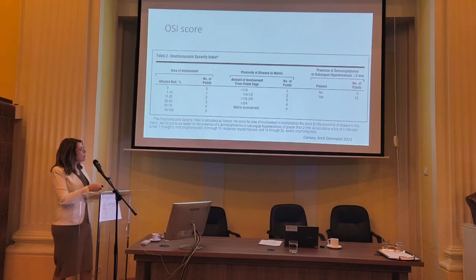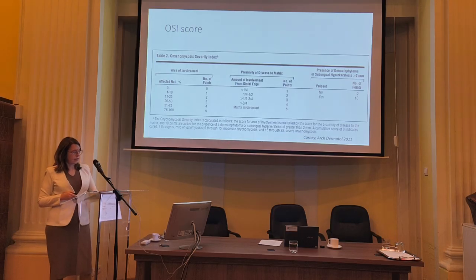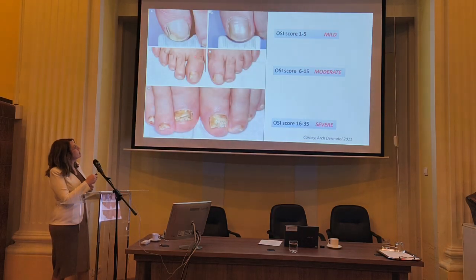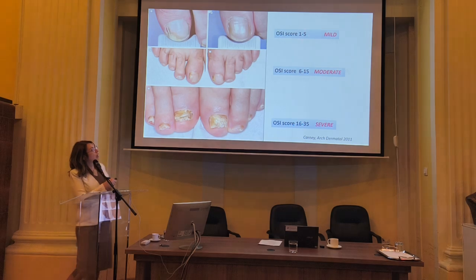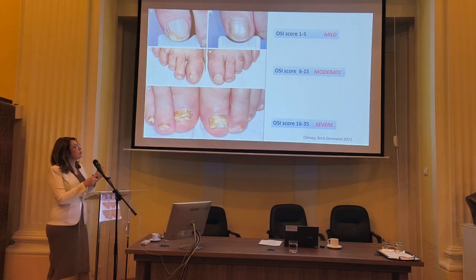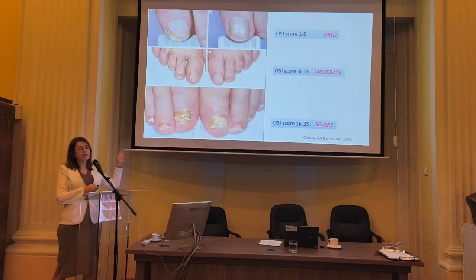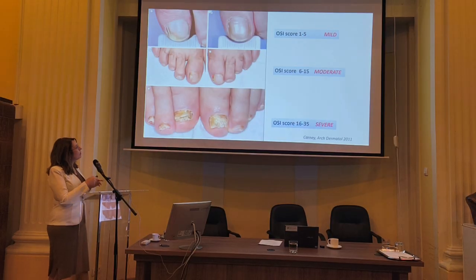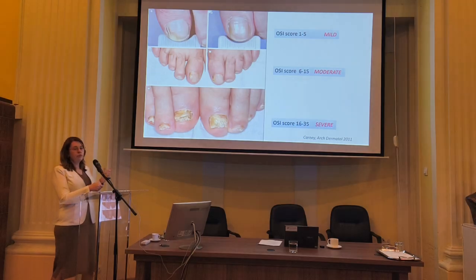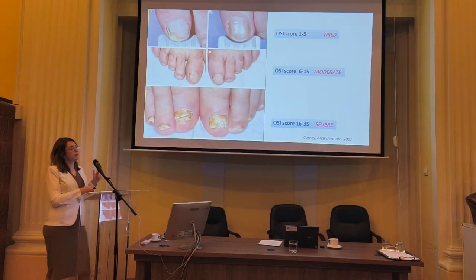So we have a scoring system. In practice, it looks like this. We have an OSI score of 1 to 5. This is considered to be mild. So this is good. This is distal infection, so it's good to treat. It's easy to treat this patient. However, we do have this distal and lateral component. Here we have a moderate score from 6 to 15 points.